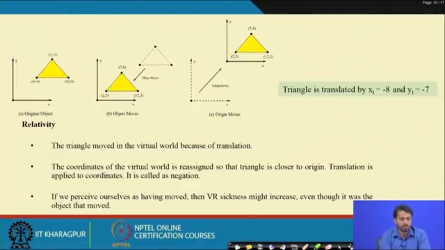Then another concept is relativity. If you consider this triangle, its original position was 10, 10, 20, 10 and 15, 15, 15. We are considering the x and y axes, not the z axis. If you are moving this triangle in the virtual world because of translation, we will look at how the coordinates are changing. So, the coordinates of the virtual world are reassigned.